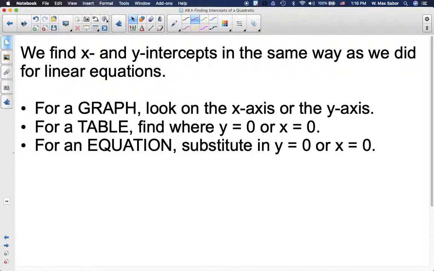So we find x and y-intercepts in the same way as we did for linear equations. For a graph, we look on the x-axis or the y-axis. For a table, we find where y equals 0 or x equals 0. And for an equation, we substitute in y equals 0 or x equals 0.